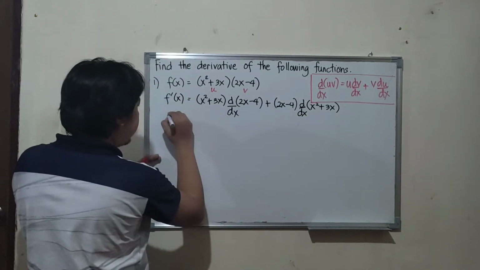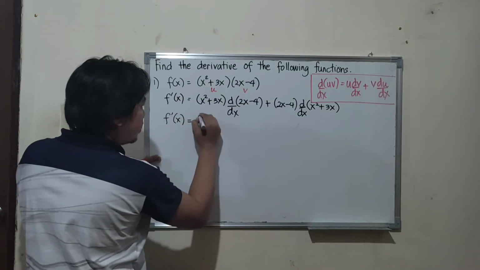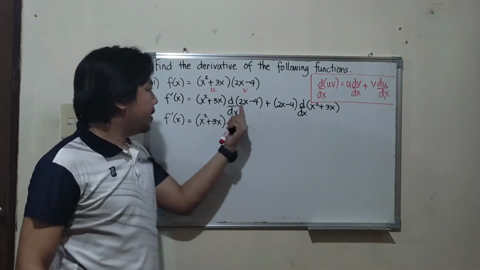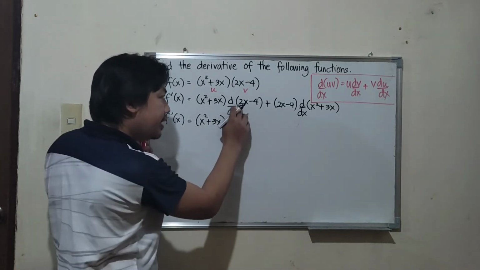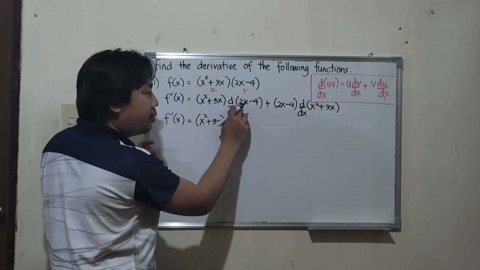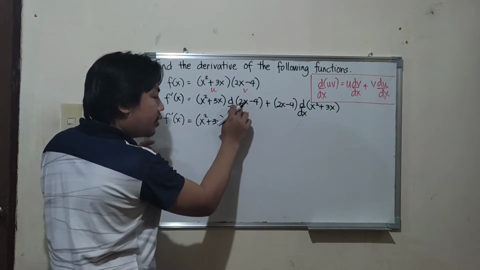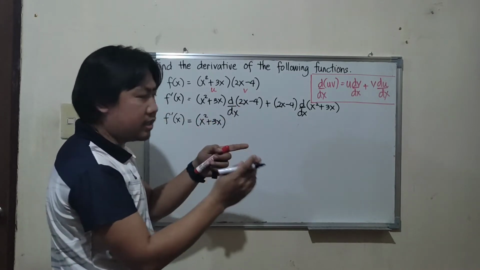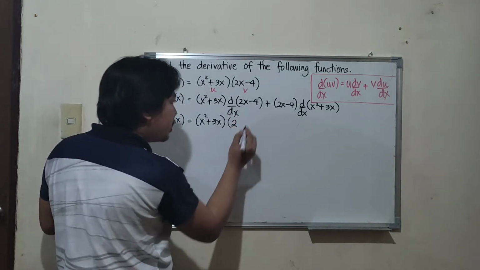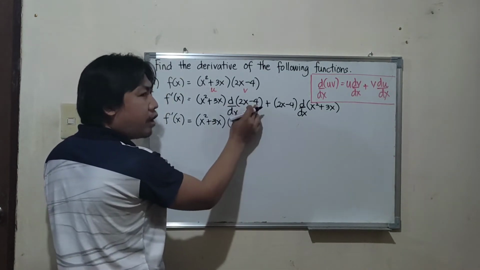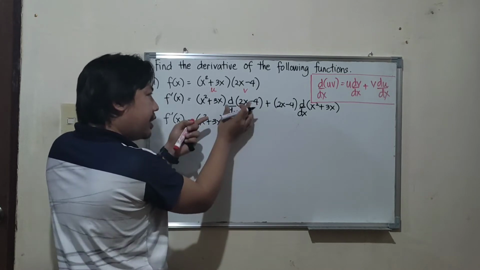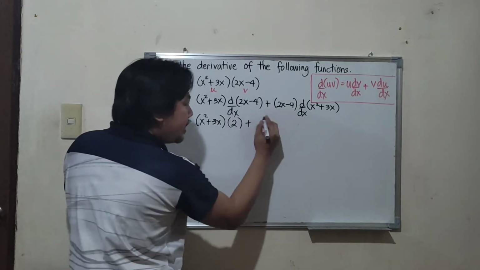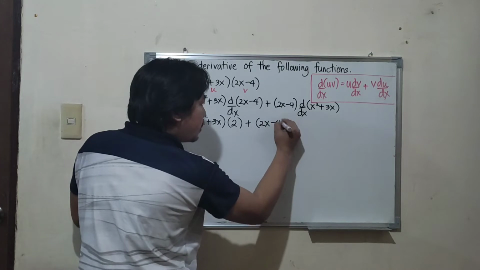Okay, so just copy the rest. So we have x squared plus 3x, and then we have derivative of 2x is simply 2. Okay, so we have constant times derivative of x with respect to x. Derivative of x with respect to x is 1. So therefore, we have times 2 minus derivative of a constant is 0. So derivative na lang ng 2x minus 4 is 2. Plus, just copy this, we have 2x minus 4.